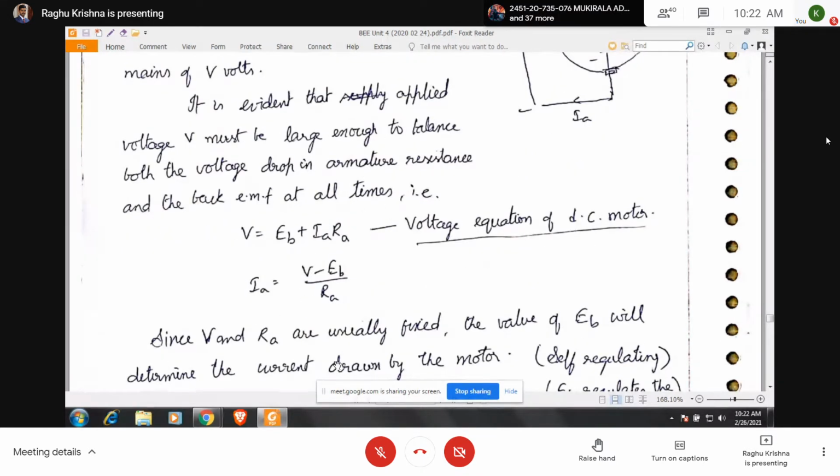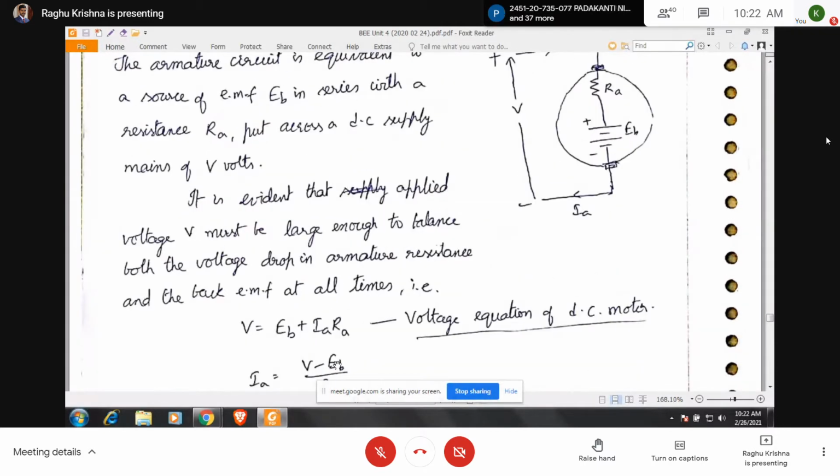One more thing you can note down. Suppose the motor is at rest and we apply the voltage. At that instant, what about EB? EB will be 0 and IA will be very large. So we use a starter for a DC motor.